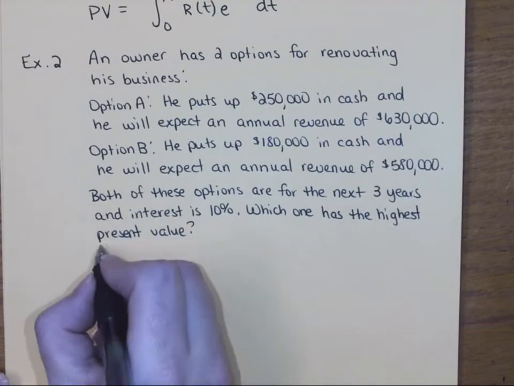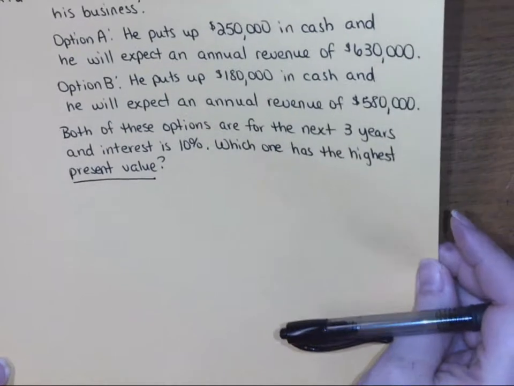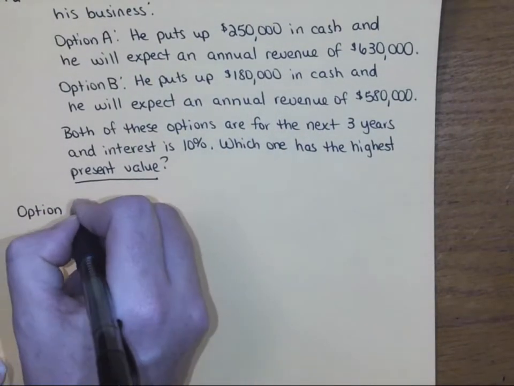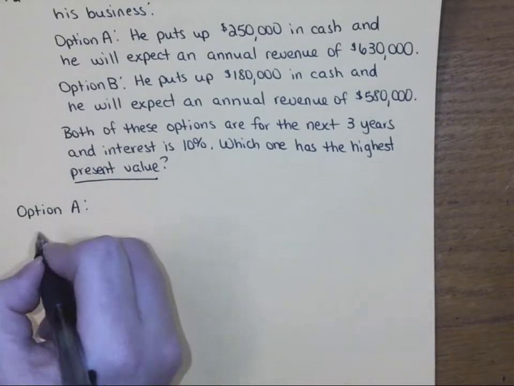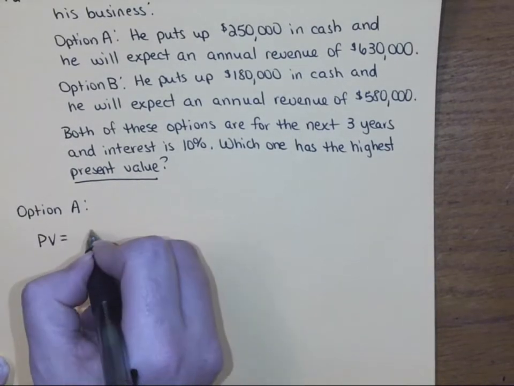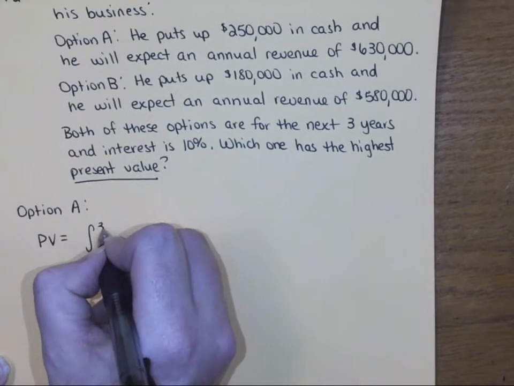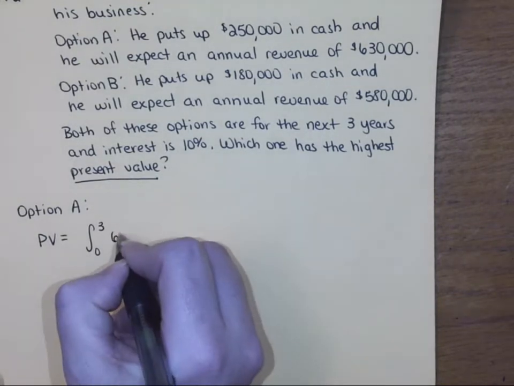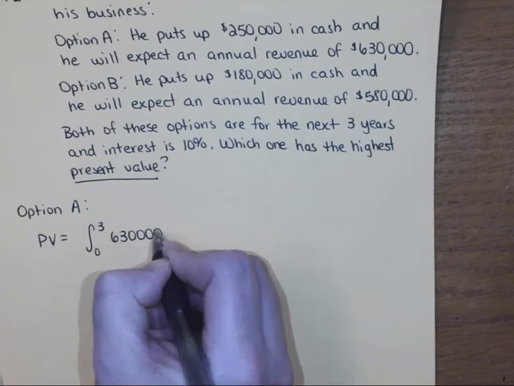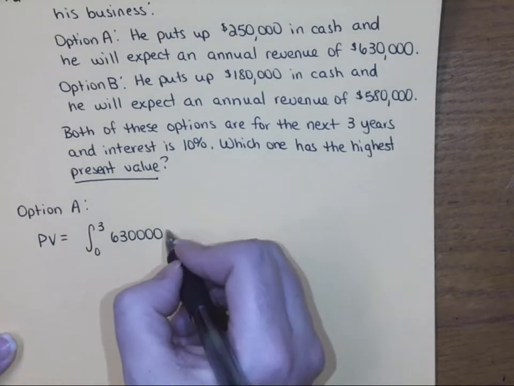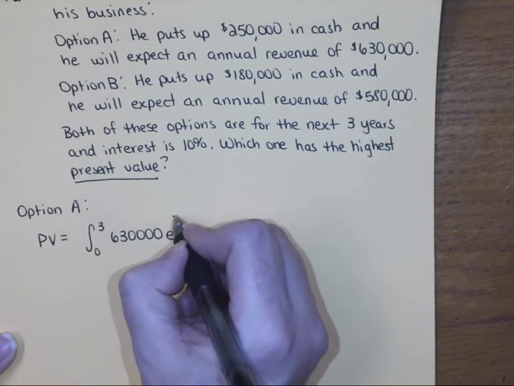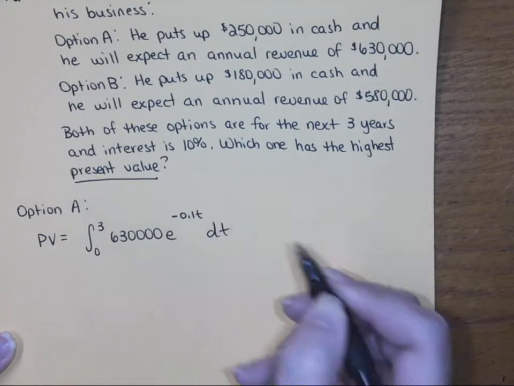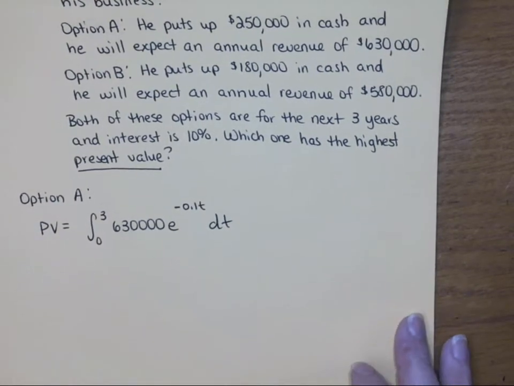Okay, so notice I asked you to find present value. So let's go through these. The formula for present value, remember, is the integral from 0 to the time period in question, which is only 3 years long. And then the revenue for part A was $630,000. And then it's e to the negative rate times t power. Okay, so that's what I have.